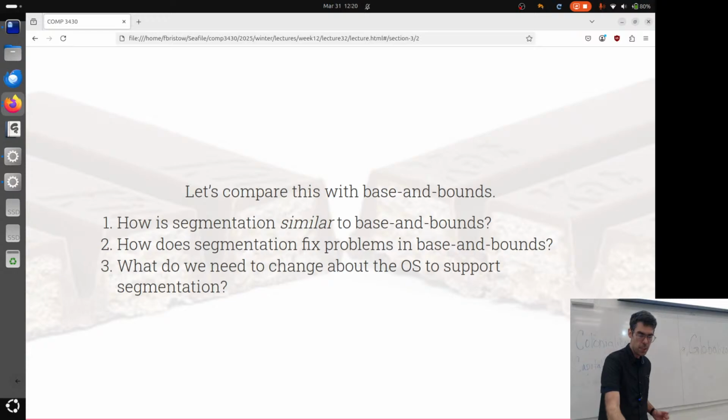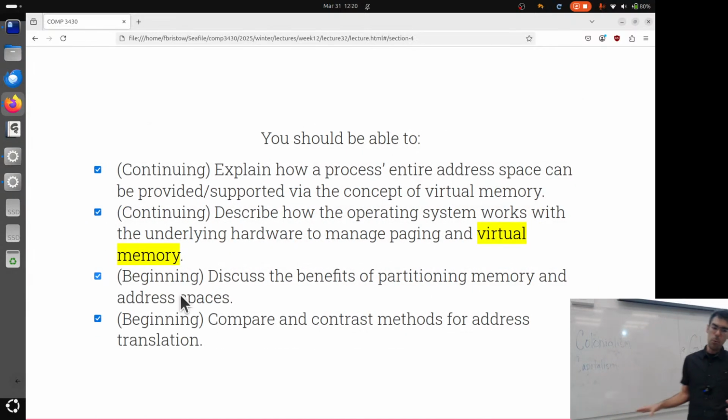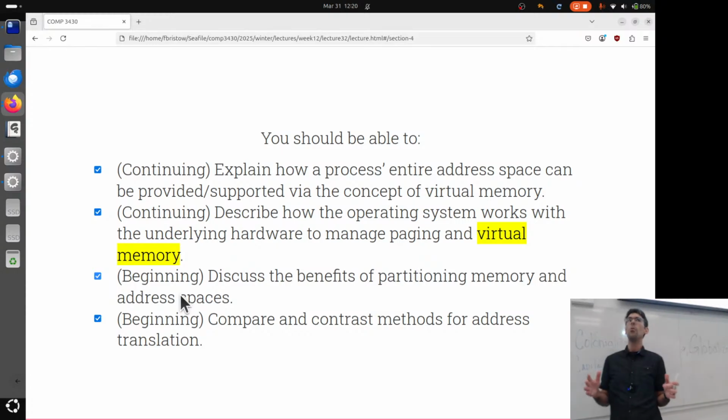All right, so thank you all for participating in that. At this point, you should be able to continue to describe the idea of virtual memory and how it's supported by hardware. And you should now be beginning to be able to discuss the benefits of partitioning memory, so base and bounds, and address spaces, segmentation. And you should be beginning to be able to compare and contrast these methods. So we're going to continue on with this when we get to paging. But for now, you're able to start making comparisons between segmentation and base and bounds for virtual address translation.